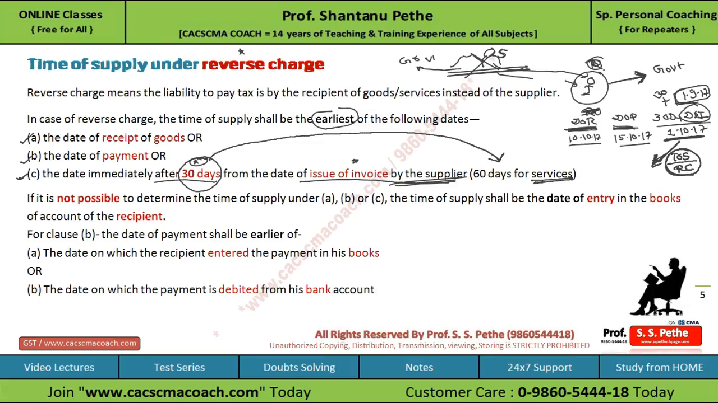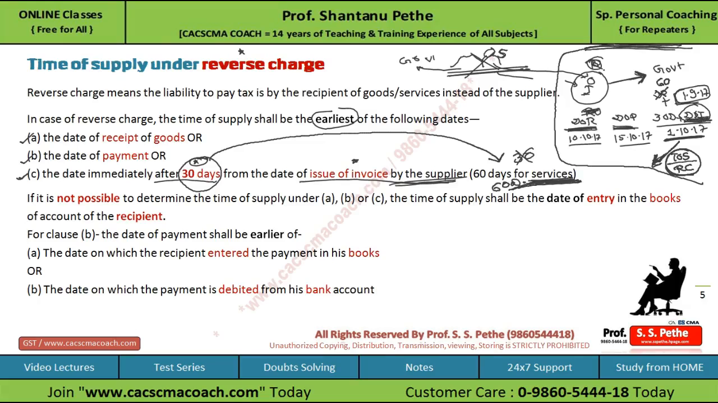तो सर्विस के केस में, सप्लाई ऑफ सर्विस के केस में आपको इंस्टेड ऑफ 30 डेज आपको क्या लेना है, immediately after 60 days from the date of issue of invoice in case of supply of services. So suppose this is a case of supply of service under reverse charge and not supply of goods. So you have to, instead of 30 days, you have to take the 60 days from the date of issue of invoice by the supplier of service.